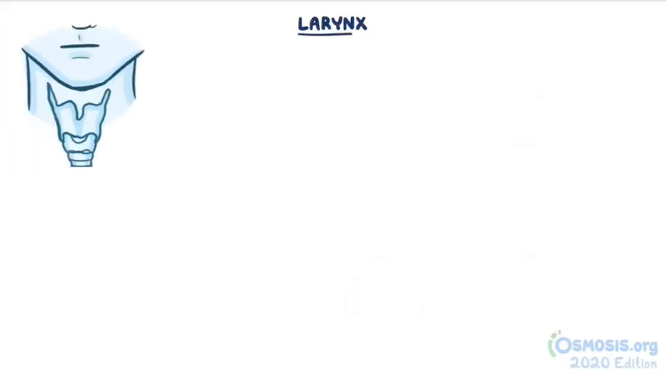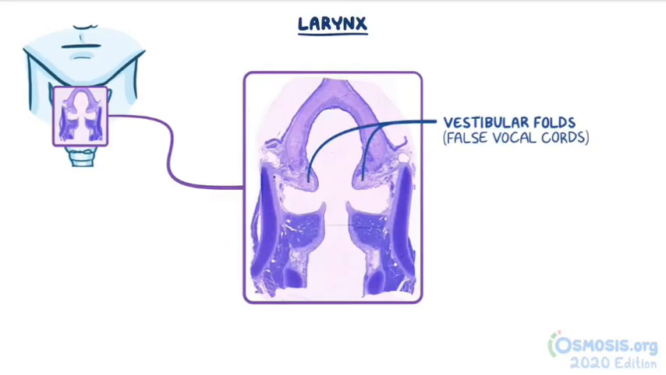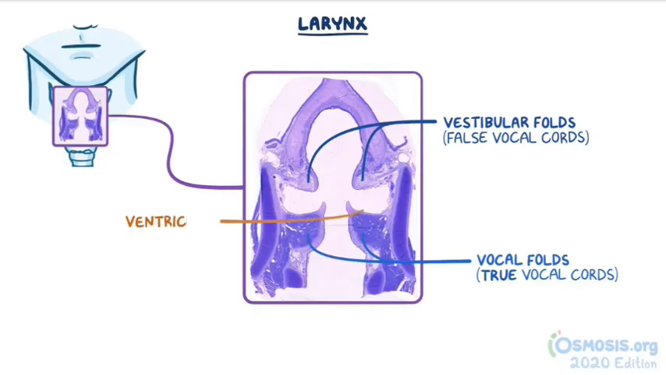Moving on to the larynx, this image is a low-power, coronal section of the larynx. There are 2 pairs of folds within the larynx. The upper folds are the vestibular folds, or false vocal cords, and the lower folds are the actual vocal folds, or the true vocal cords. Between the folds on each side are narrow spaces simply called ventricles.